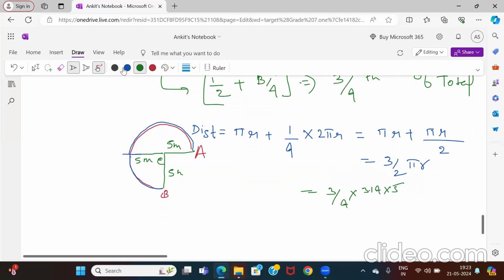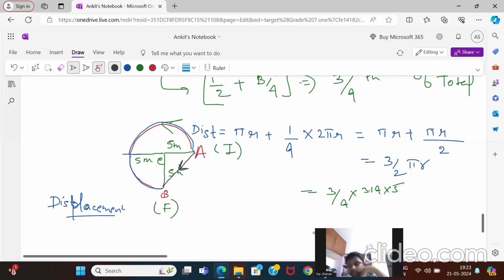Understood? Yes, sir. What is displacement? Displacement is A to B directly. Very nice. It is starting from A and finally it reaches at B. Initial position, this is final. So simply join the initial and final like this. So a direction will be from initial to final. You will draw the arrowhead like this. Clear?